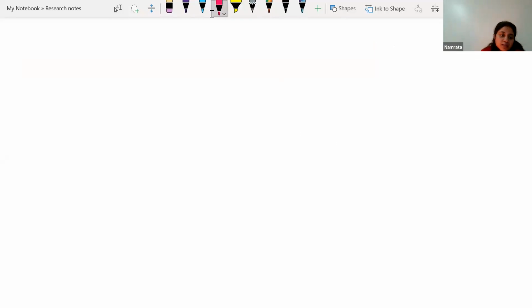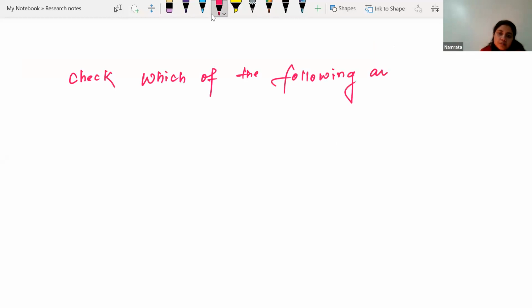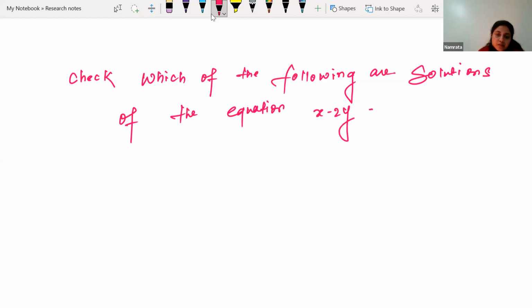So the next part says: check which of the following are solutions of the equation x minus 2y equals 4, and which are not.